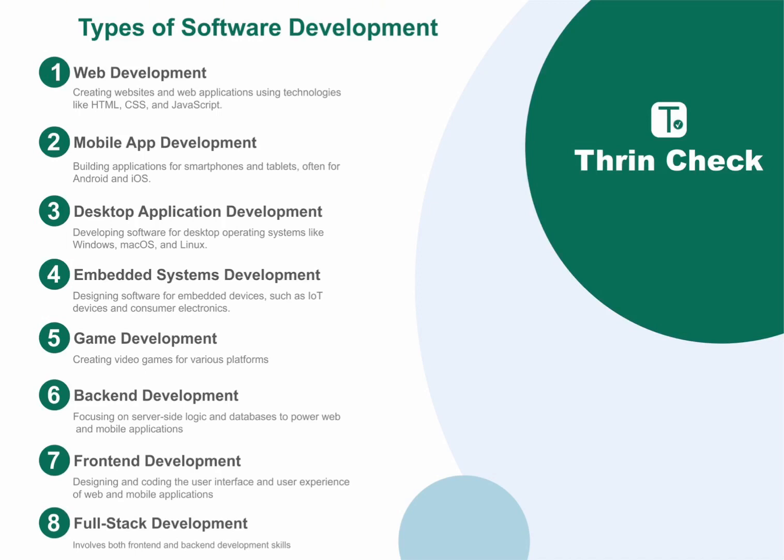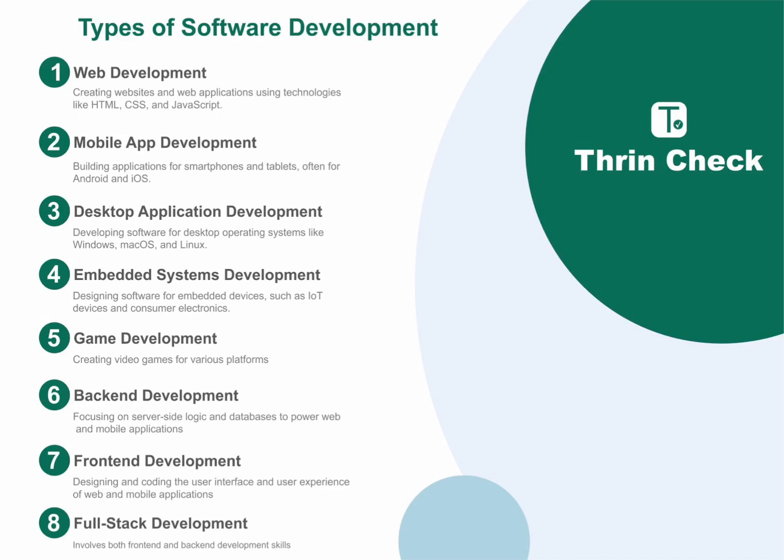Number 6. Backend development. Backend development refers to the server side of web development, where the logic, database interactions, and other server-related tasks are handled, focusing on server-side logic and databases to power web and mobile applications. It's responsible for processing data, managing databases, and performing other functions that enable the front-end client side of a web application to operate seamlessly. Frameworks like Express.js for Node.js, Django, Ruby on Rails, and Flask provide structures and tools to streamline back-end development.